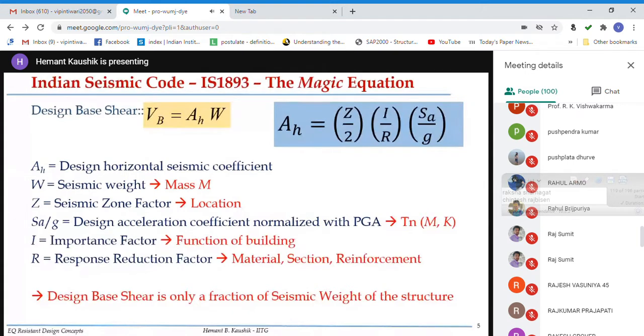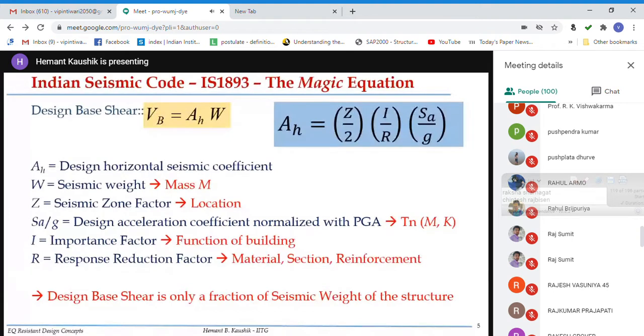So the Indian code has actually given this equation which I call the magic equation. Okay, why magic? Because it is so simplistic, and most of you must be knowing about this, but still for the sake of discussion I am discussing it. If you look at the various terms that are there in this equation, it is really simple.